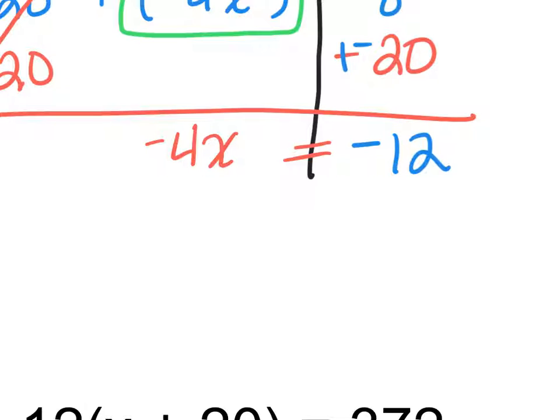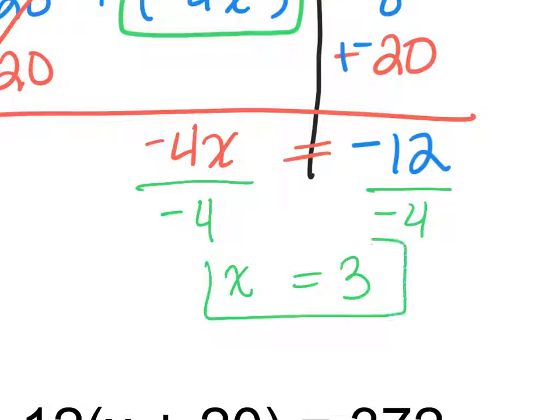Again, a number next to a variable, they're being multiplied. So I'm going to undo that by division. Left with x equals, I have a negative and a negative. If they're the same sign with division and multiplication, the answer is positive. So 12 divided by 4 is 3. So my final answer is x equals 3.